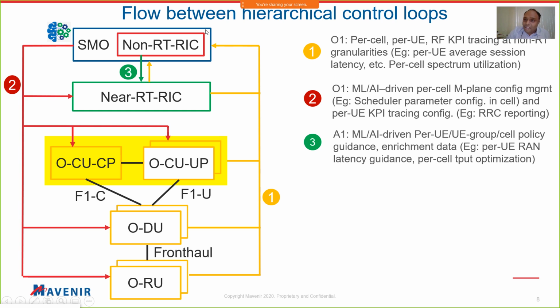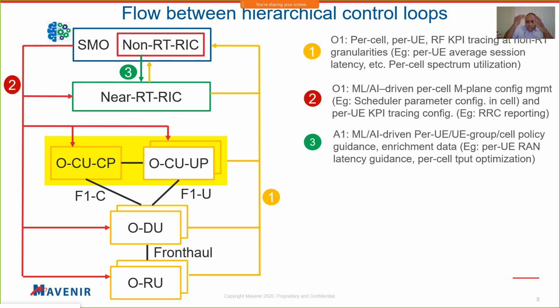predicting the RAN latency at the non-real-time RIC and offering guidance about the predicted latency to the near-real-time RIC via the A1 interface. The second example of policy guidance is setting objectives for optimization. For example, minimize the RAN latency for a group of users. That is another example of policy guidance. And then a cell level policy guidance is, maximize the throughput for a given cell subject to certain constraints.